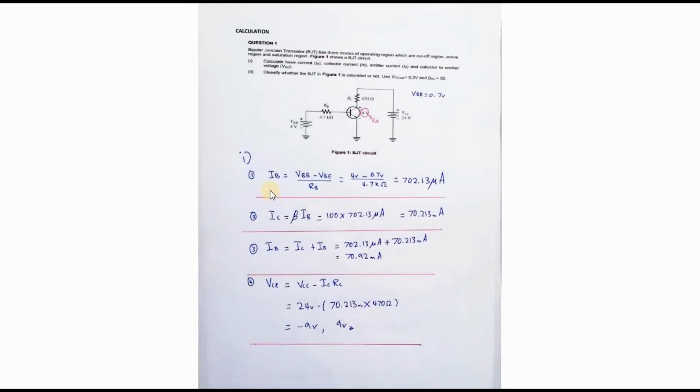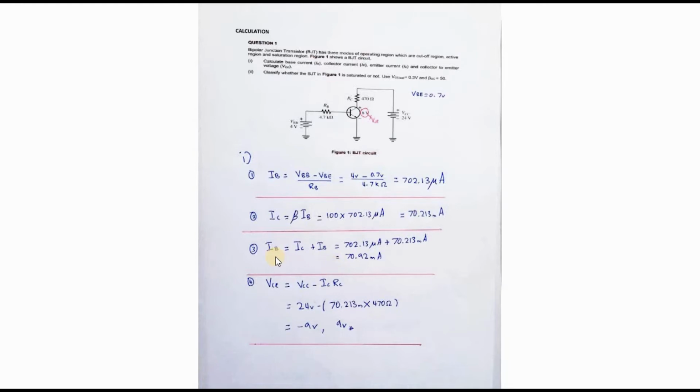So to find the IB value, which is current at base, VBB minus VBE over RB. VBE is the voltage drop that occurs at base to emitter, which is 0.7 volt approximately, and the value that we will get finalized is 702.13 microampere. Next is IC. For IC, beta times IB, and the value that we will get is 70.213 milliampere.